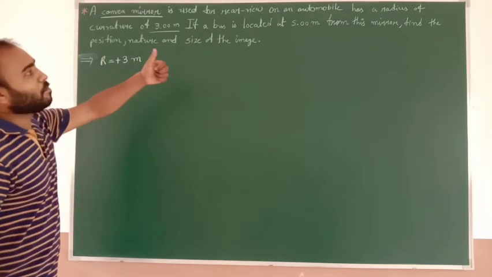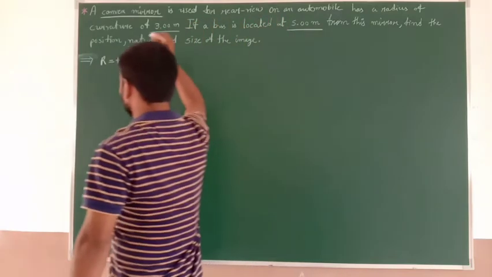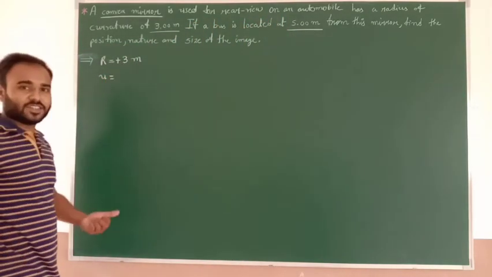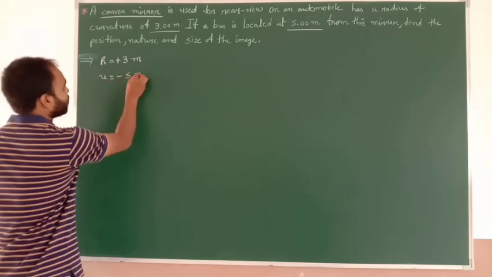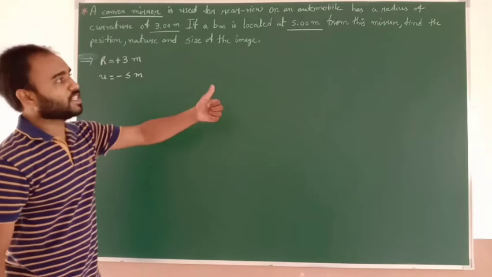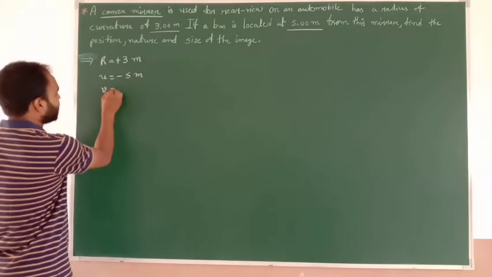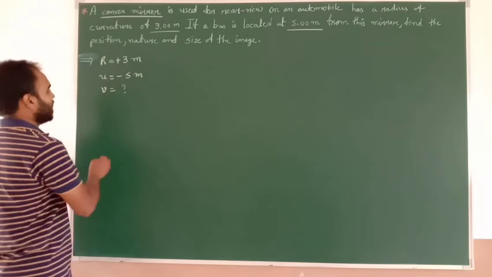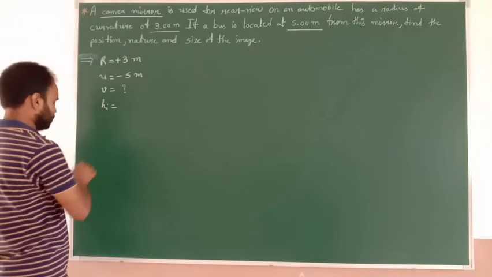Now, if a bus is located at 5 meter, so again the object distance u is given. As the object is always kept on the left, it will be minus 5 meter. From this, find the position. It means we need to find v. What will be the v? Nature and size, that is h i.